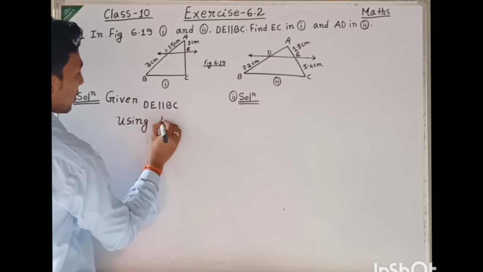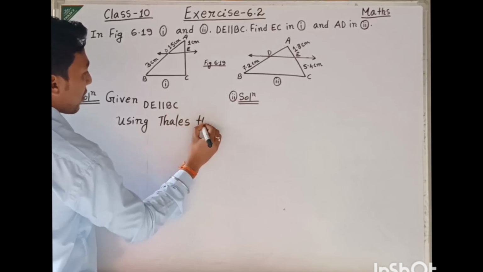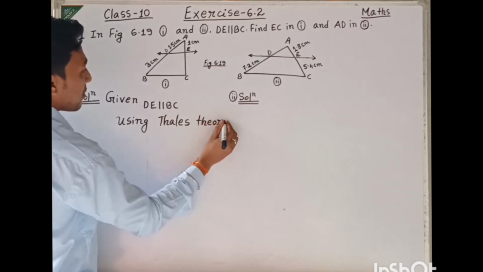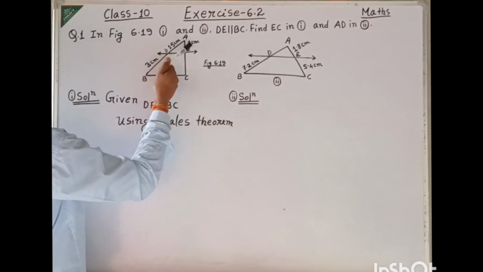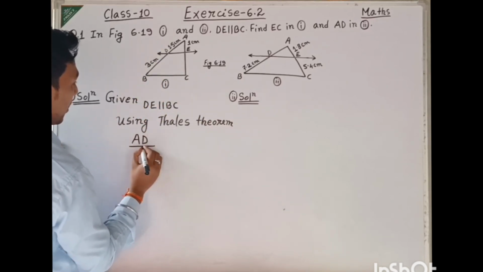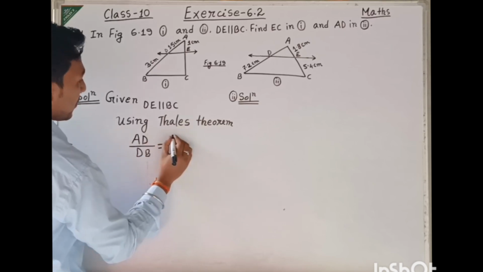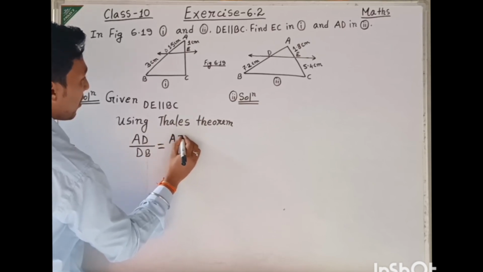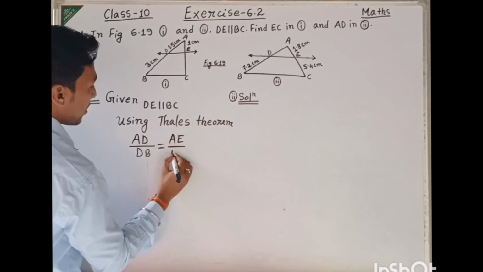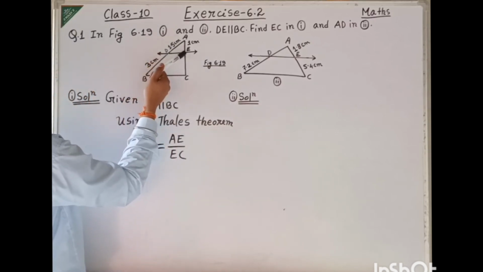Using Thales theorem, AD by DB equals AE by EC.